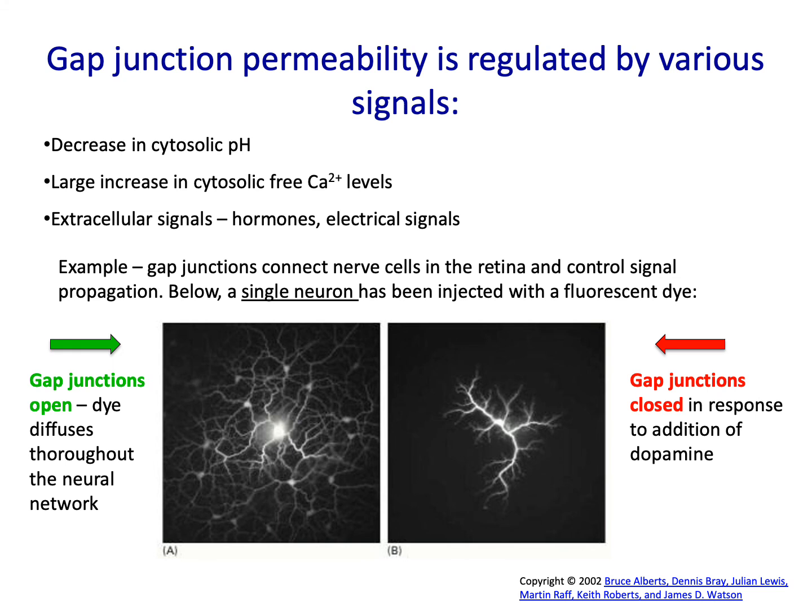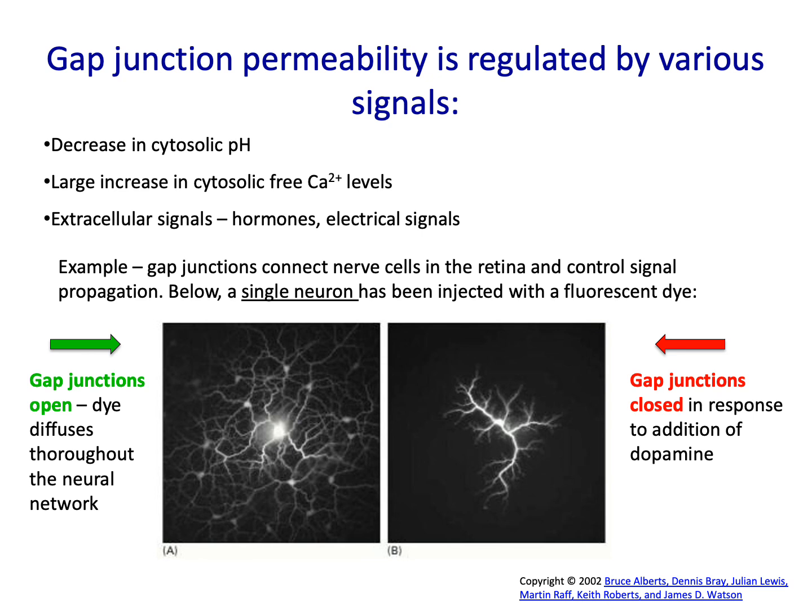The permeability of gap junctions, whether they're open or closed, is regulated by a number of different signals from within the cell, such as changes in cytosolic pH or free calcium levels, or extracellular signals such as hormones or electrical signals. A nice example of this is shown below.